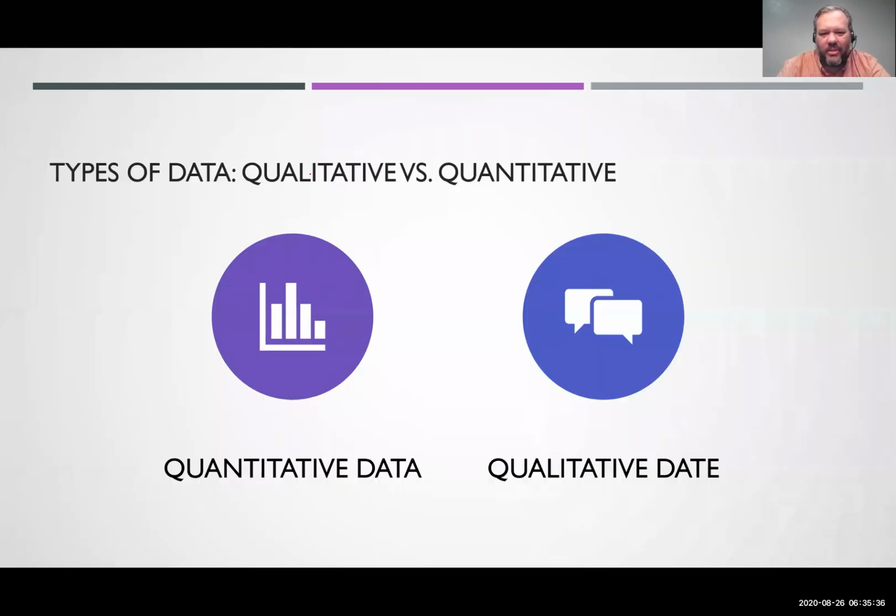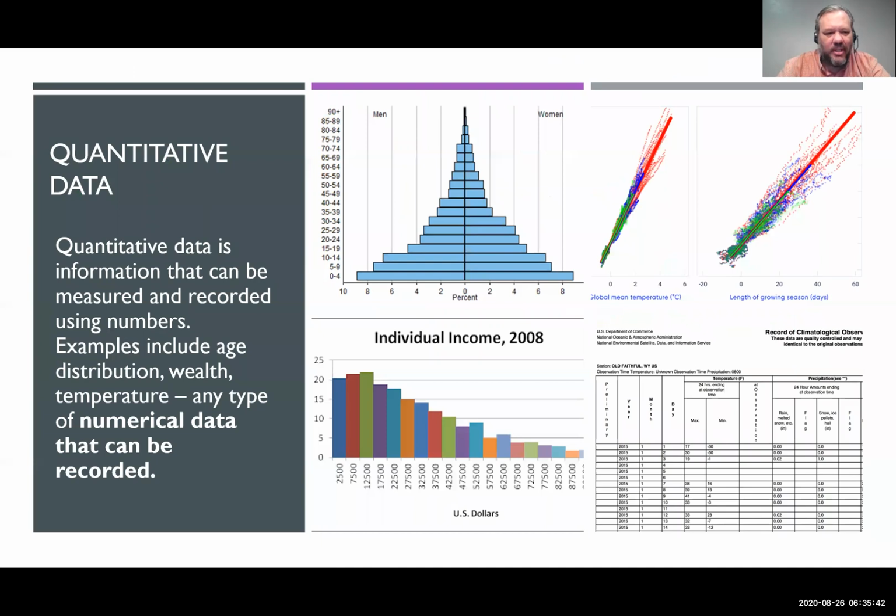So the last part of this unit is the difference between qualitative and quantitative data. All right. So let's get into that. So quantitative data is something that can be measured and recorded using numbers. All right, and so any type of strict numerical values that can be assigned are numerical or quantitative data. All right, and so here's just a few.